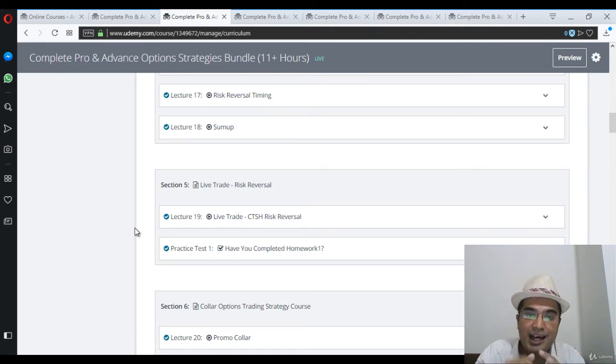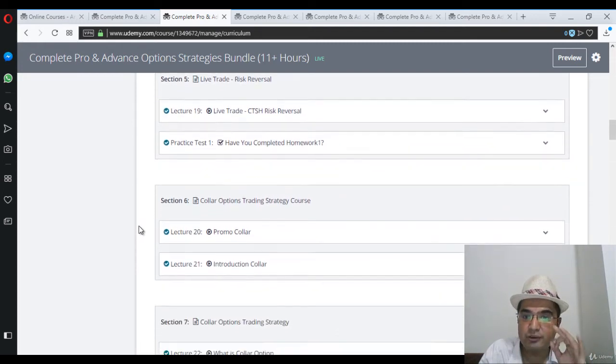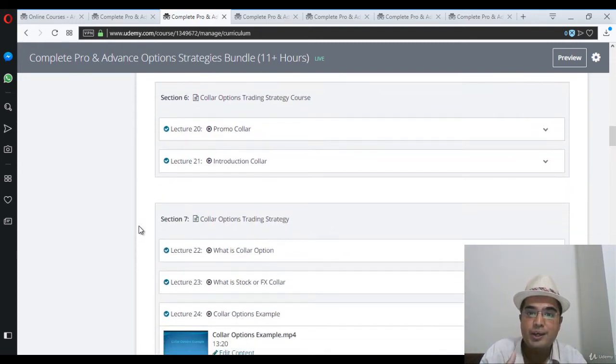I'll be moving on to live trades. For example, for risk reversal, I've selected CTSH as a live trade. And I'll be doing the live trade so that you understand how to win and how to stop your losses.